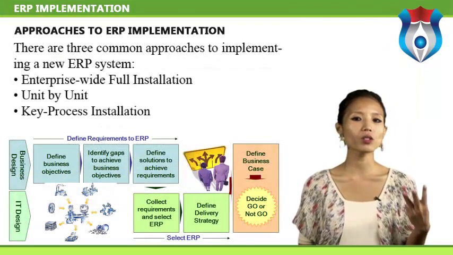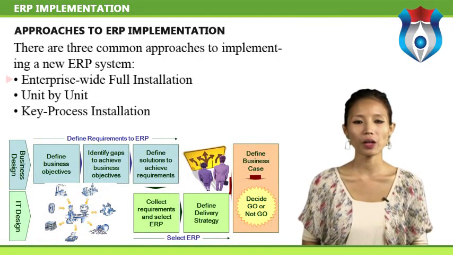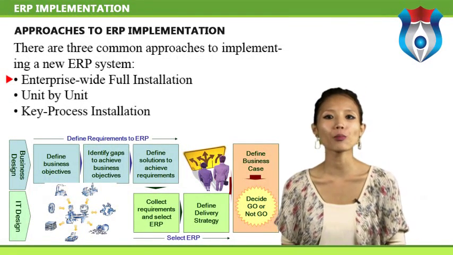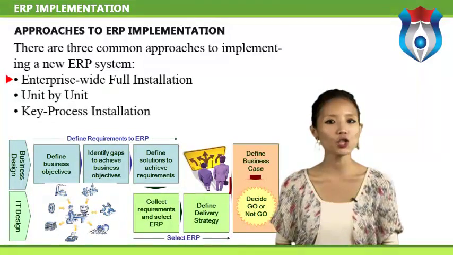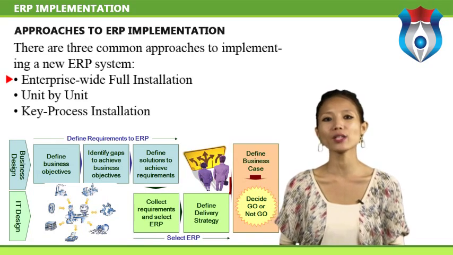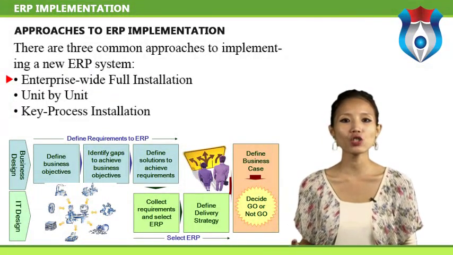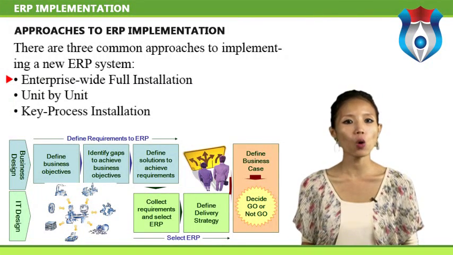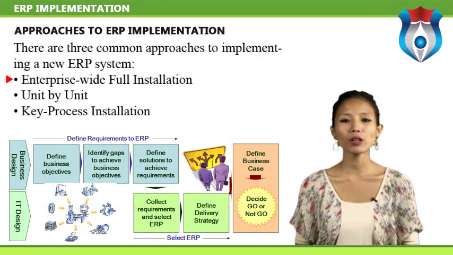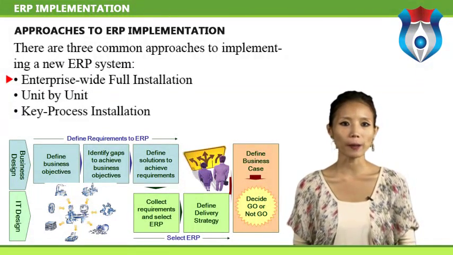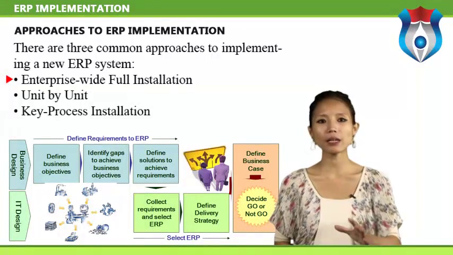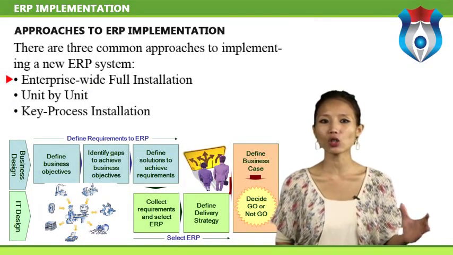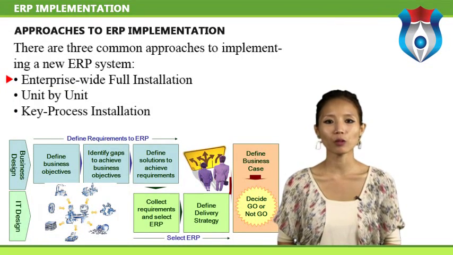There are three common approaches to implementing a new ERP system. Enterprise-wide full installation. This approach was very common in the early days of ERP installation, as at the time many large corporations were trying to quickly become Y2K compliant. The biggest challenge companies encountered was getting all the employees to cooperate and accept a new software system at the same time. If we are leaning towards this method of installation, make the transition easier by clearly outlining the ways that the new ERP software will be an improvement over existing software.